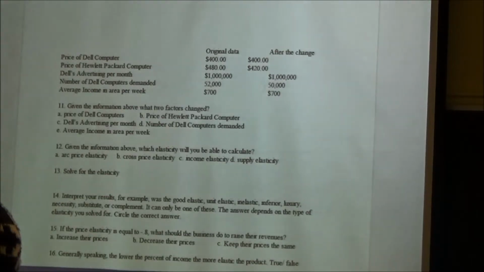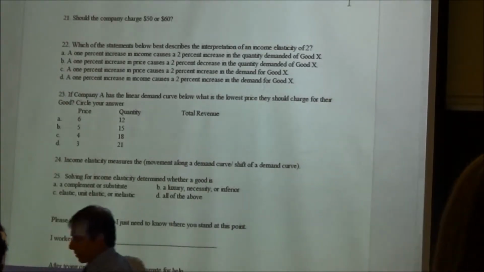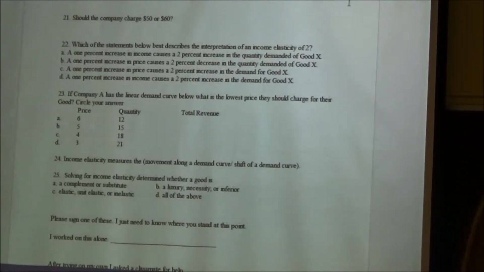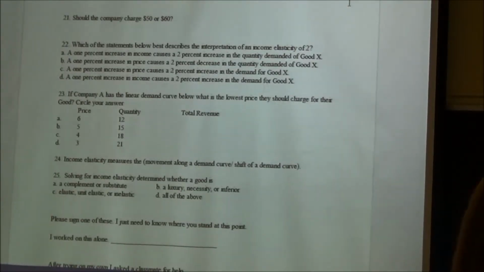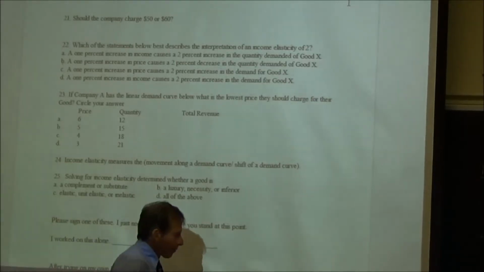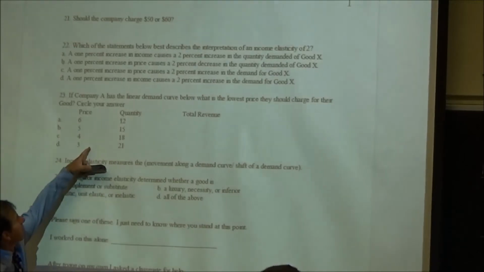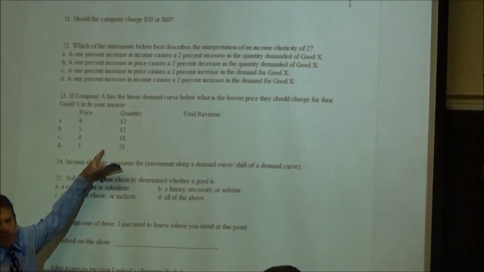Number 23, how did you use... What you do on 23 is you take the revenue, the total revenue, and see that it goes from here, 3 times 21 would be 63.